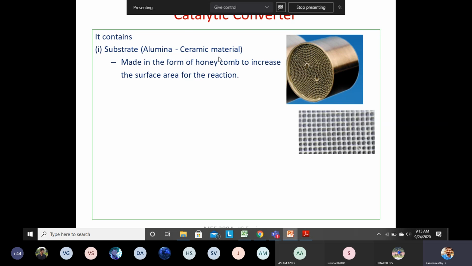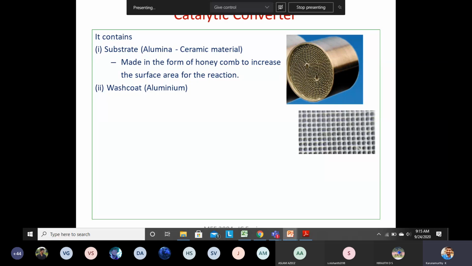This ceramic material, alumina, is made in the form of a honeycomb structure, right? The reason for having this honeycomb structure is that it increases the surface area, so the chemical reaction will take place properly. In order to have more surface area and a better chemical reaction, we provide this substrate in the form of a honeycomb structure.